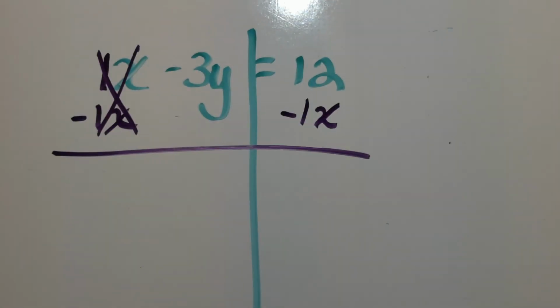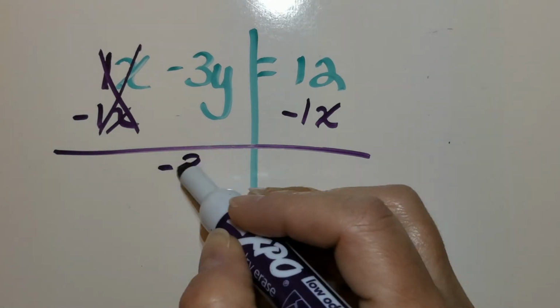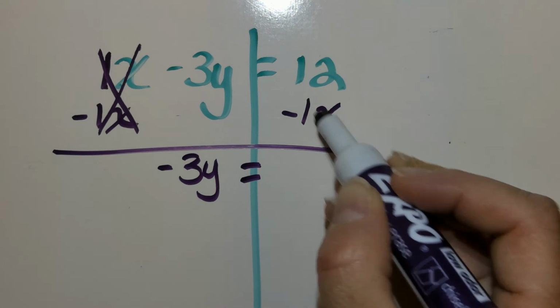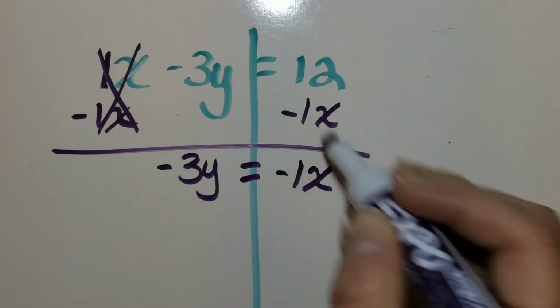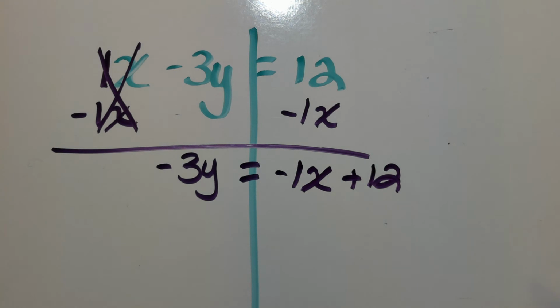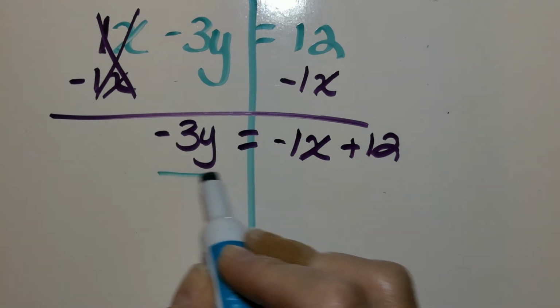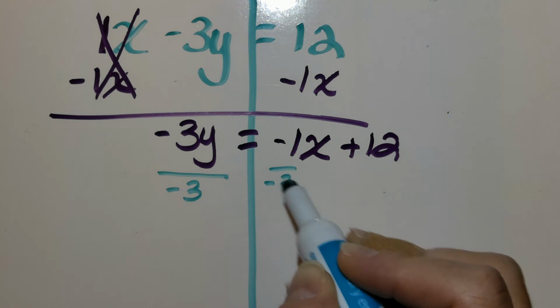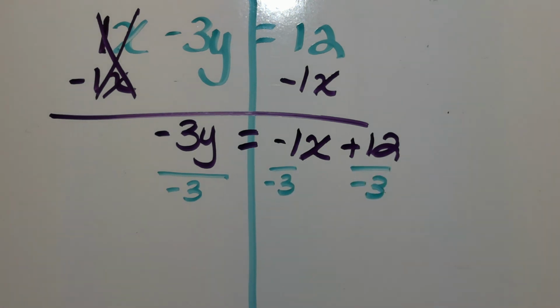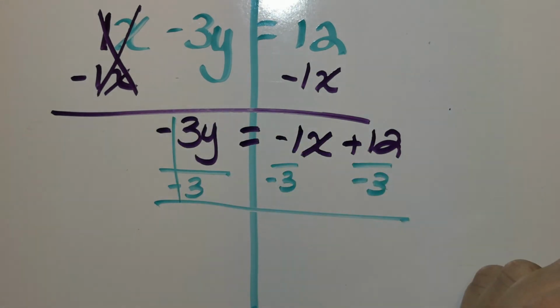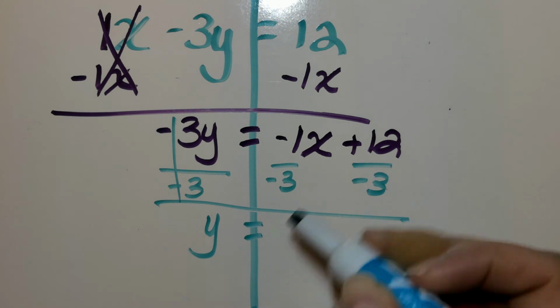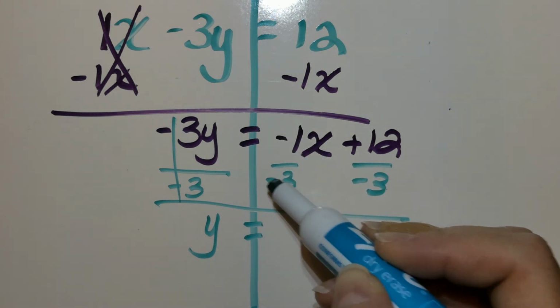X minus 3y equals 12, right? Solving for y. So we've got to get rid of that x. Right now it's a plus 1x, so we're going to minus 1x. Now, I have negative 3y equals, who comes first? The x term comes first, and that's a plus 12.